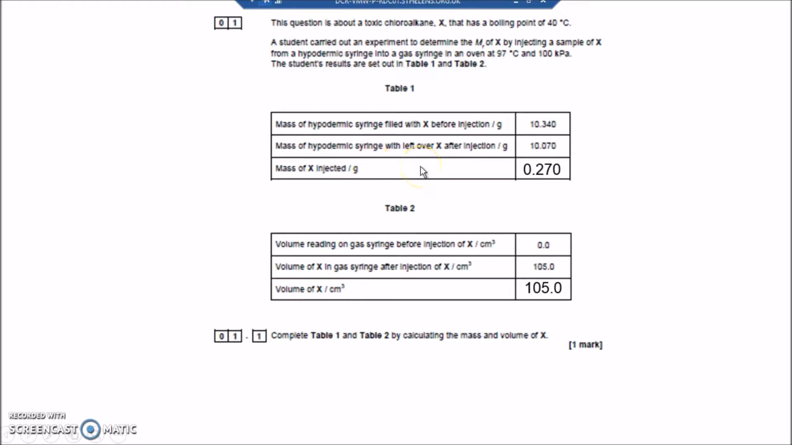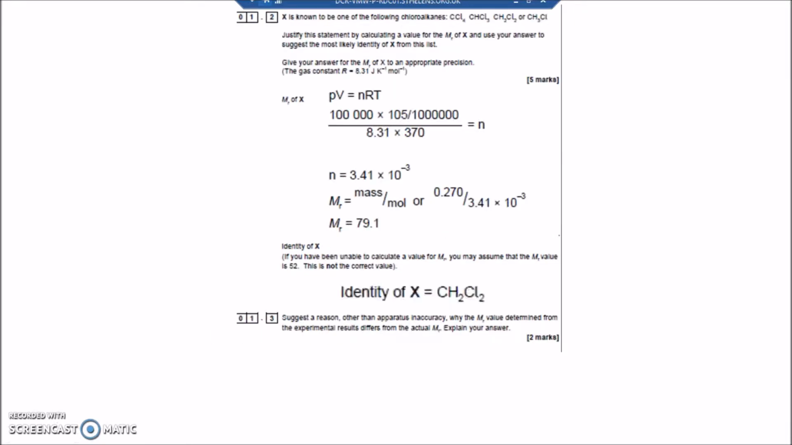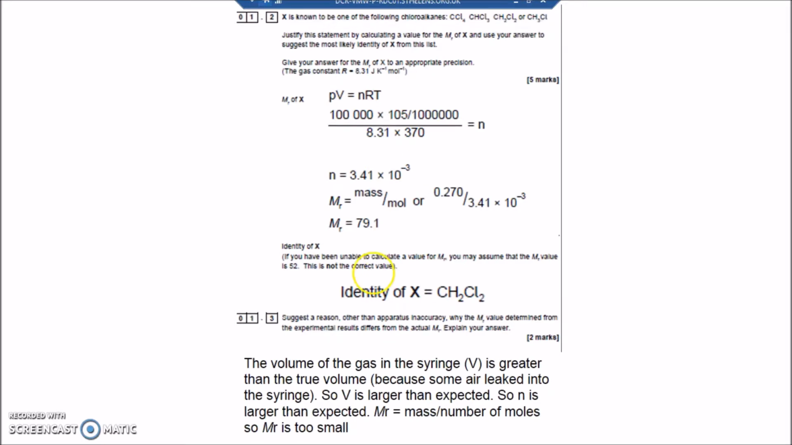So maybe you've got some air in there as well. So maybe your volume is bigger than expected. So the volume of the gas in the syringe contains X, but probably contains a little bit of air as well, a small amount that's already in the syringe or in the end of the syringe. So V is larger than expected because it's got a little bit of air in there.